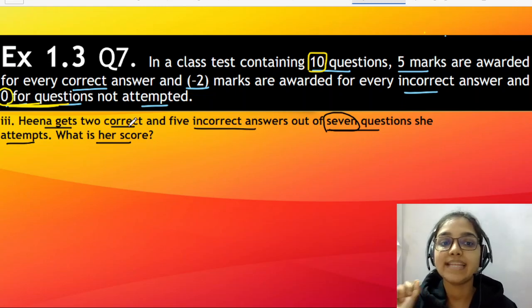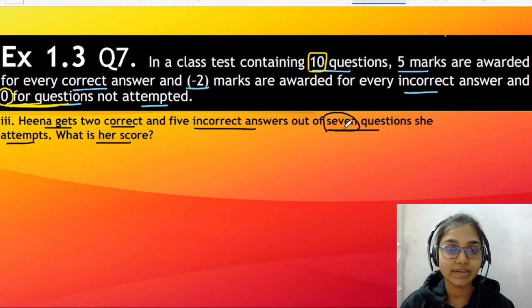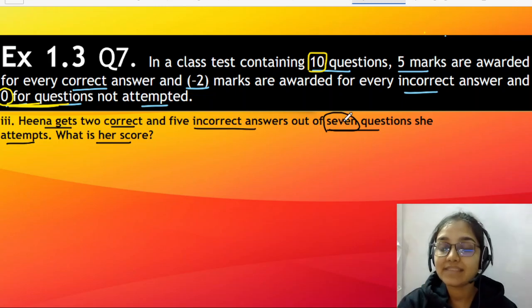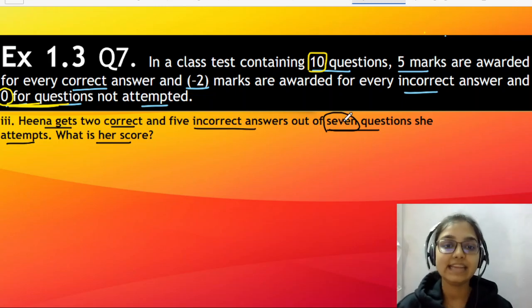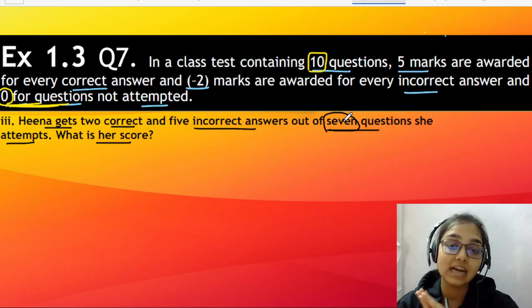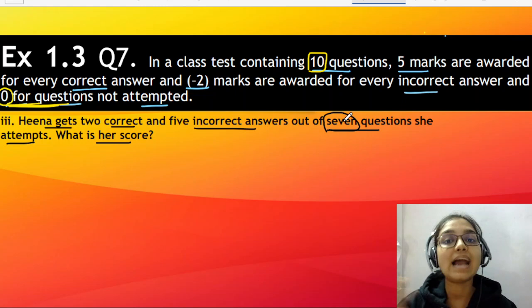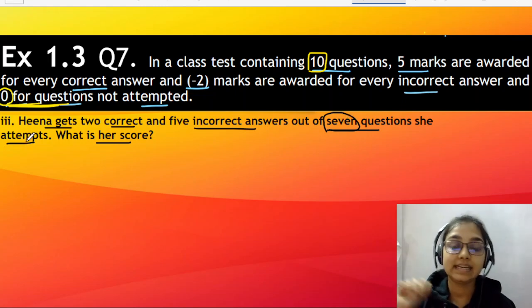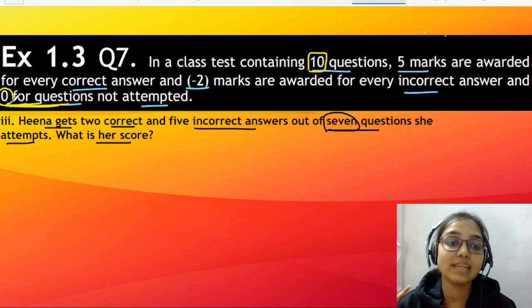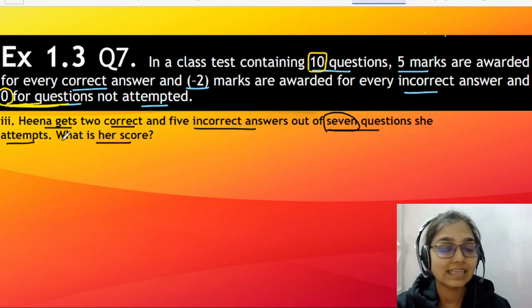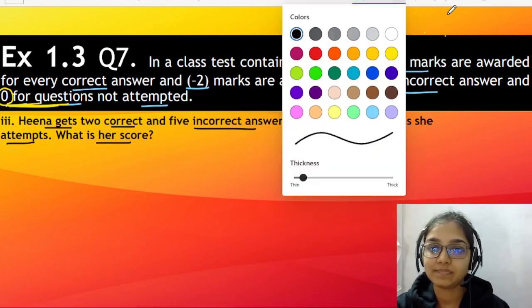Right? So Hina gets 2 correct, 5 incorrect answers out of 7 questions, which means the number of questions which she hasn't attempted is going to be 10 minus 7, that is 3. Right? So we need to find the marks that Hina is going to get for the three unattempted questions. Okay, she is not giving the answer. All right, so we need to calculate this data as well. Even if we are going to get 0, we need to consider this part as well. All right, so let's start with the solution part.